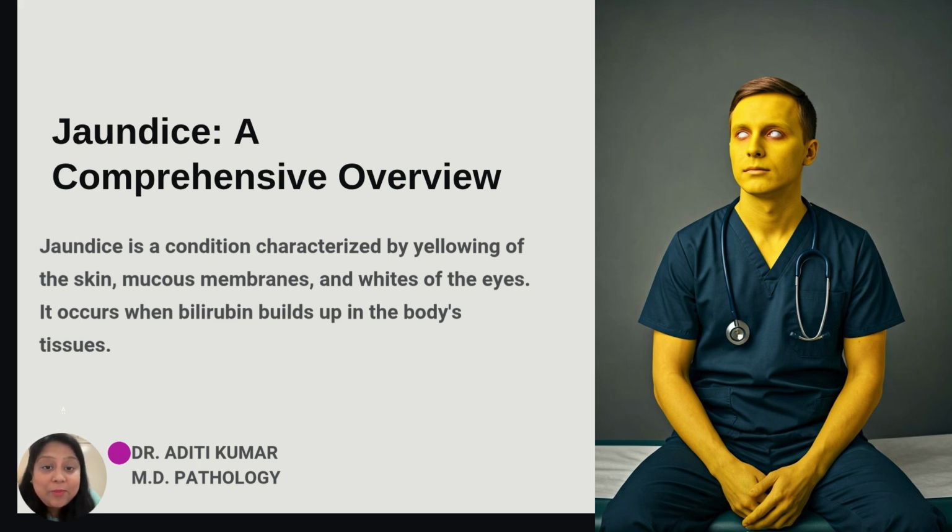In today's video, I will be talking about jaundice. Jaundice is a condition characterized by yellowing of the skin, mucous membranes, and the whites of the eyes. It occurs when bilirubin builds up in the body tissue. This presentation explores the pathophysiology, diagnosis, and management of jaundice across various patient populations.